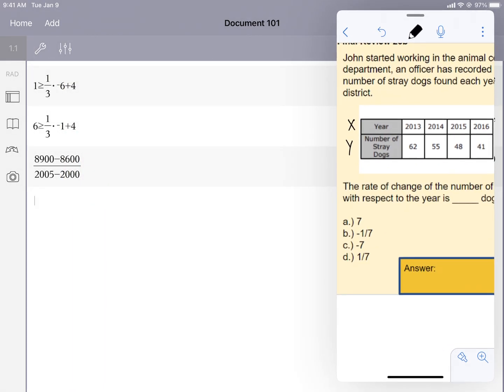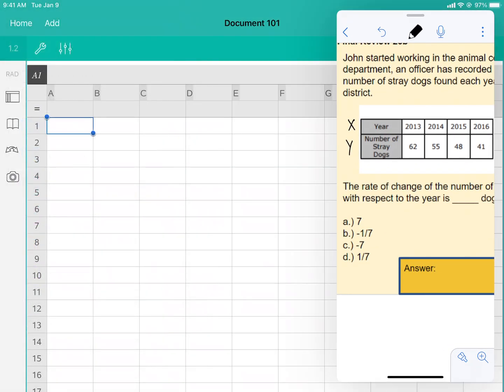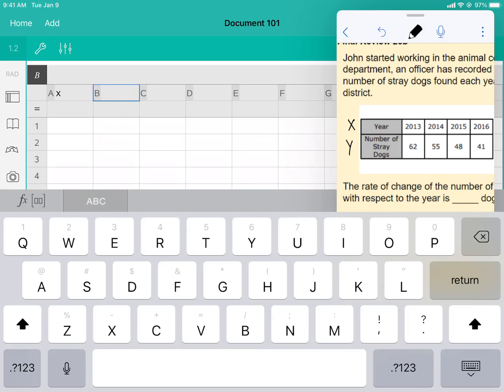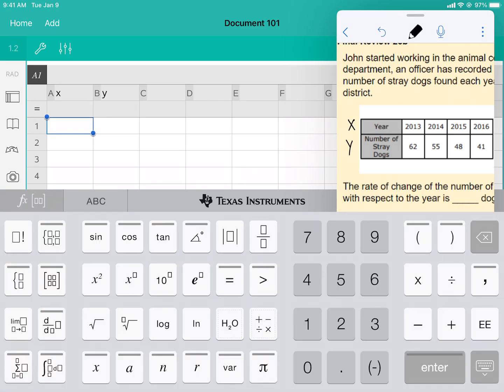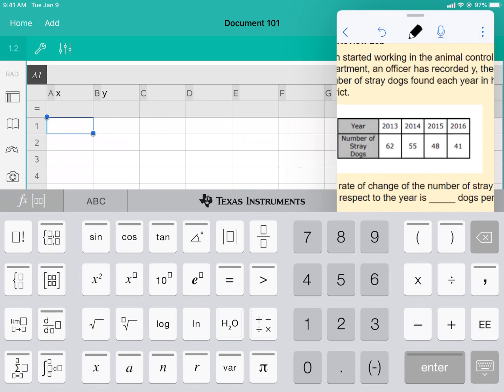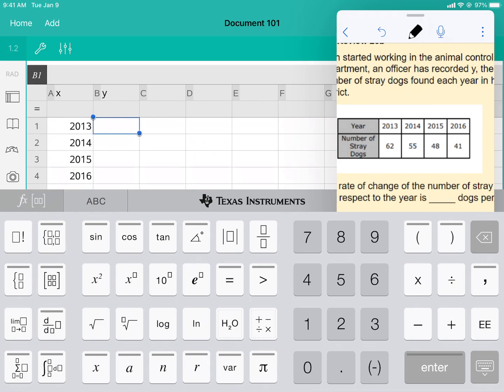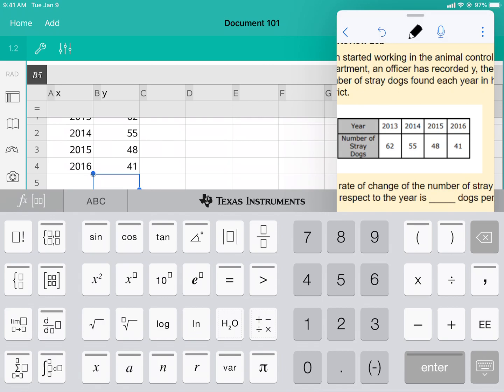Okay, to do this one, I'm going to show you how to use the list in spreadsheets again. So again, we type in x here, we type in y here, and then we're going to type in our table. Okay, so I'm going to type in all my years first. So I have 2013, 2014, 2015, 2016. Okay, then I have my number of stray dogs. So I have 62, 55, 48, and 41. If you think about it, the numbers are going down, so our slope should be negative.